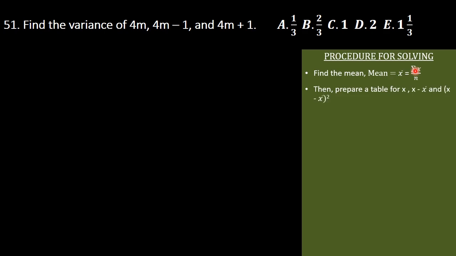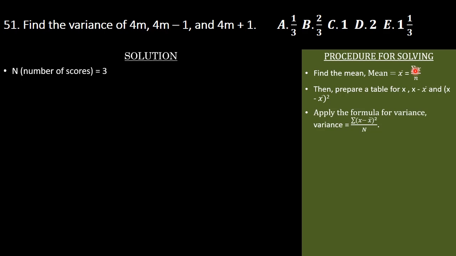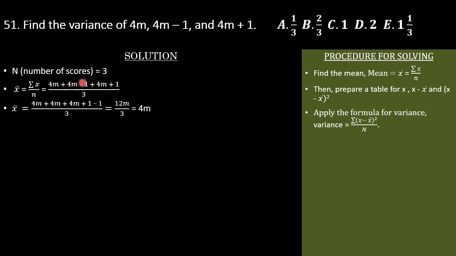Then apply the formula for variance, where variance is equal to summation of (x minus mean) squared over n. Let's check the solution. N means number of scores, and the number of scores here is 3. This is the formula for mean. Summation x is 4m plus 4m minus 1 plus 4m plus 1 divided by n, which is 3. Let's collect like terms. We have 4m plus 4m plus 4m, minus 1 plus 1, over 3. 4m plus 4m plus 4m is equal to 12m, divided by 3 is equal to 4m. Therefore, our mean is equal to 4m.